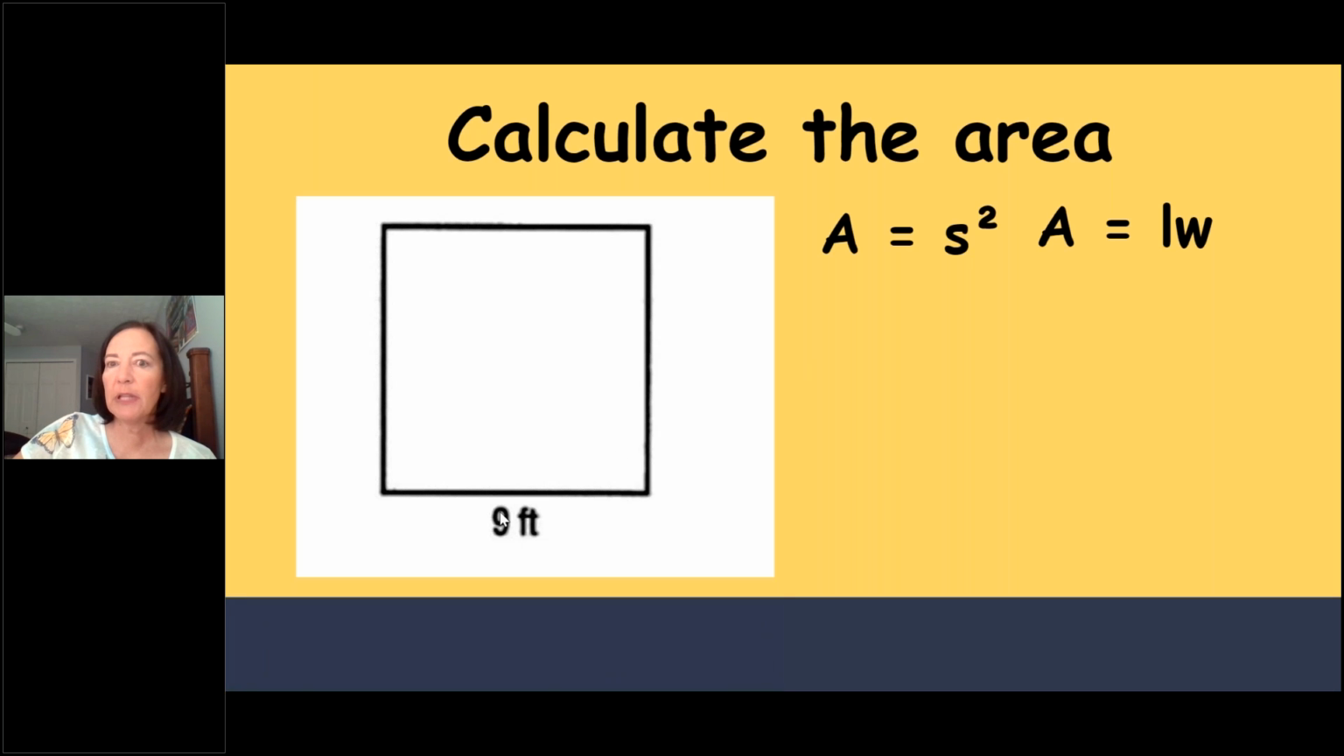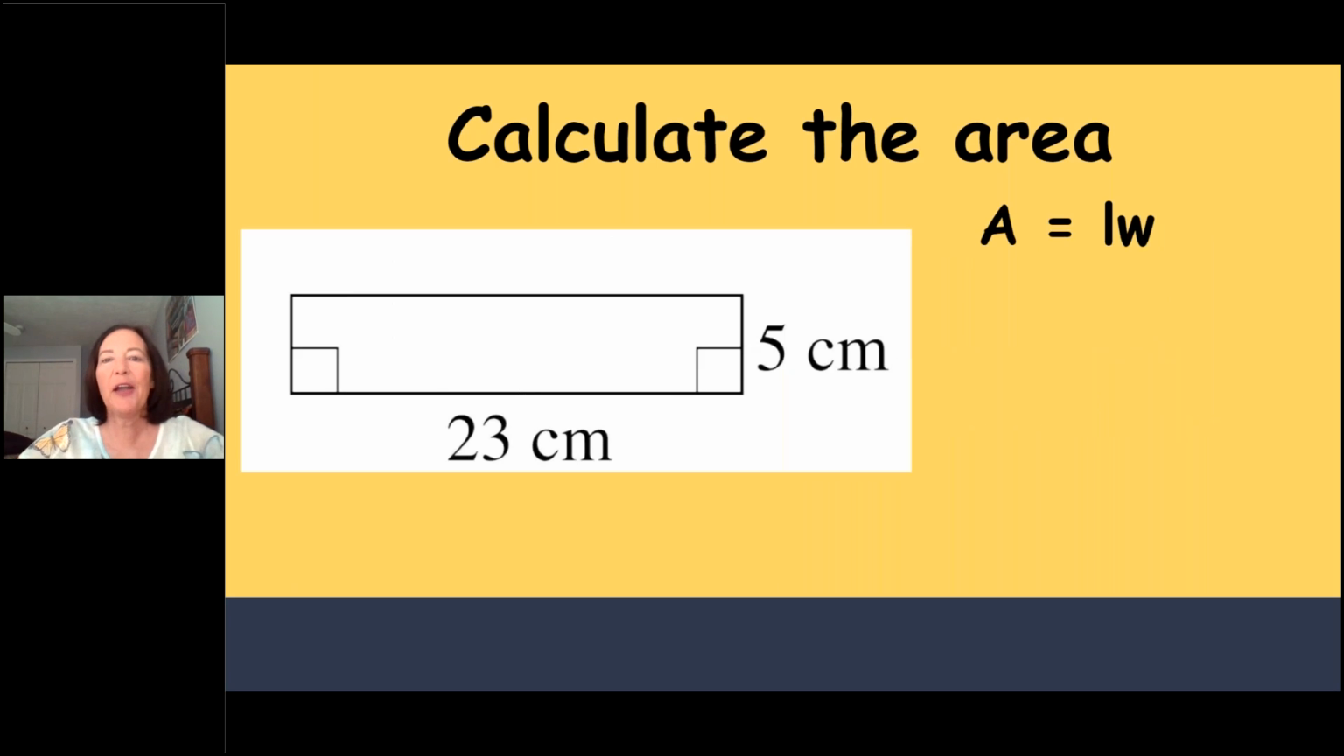So if we multiply the length times the width, what are we going to get? 81. That is it. 9 times 9 equals 81. Don't forget your units are feet all squared. Yep, that's it. Okay. Now this is a rectangle.